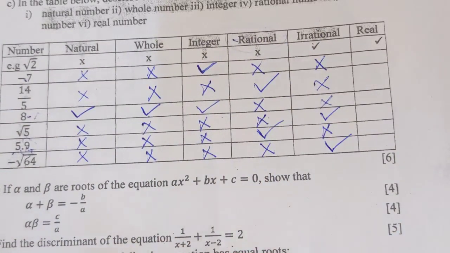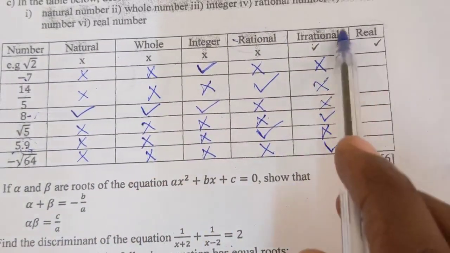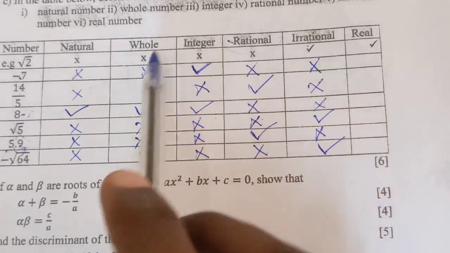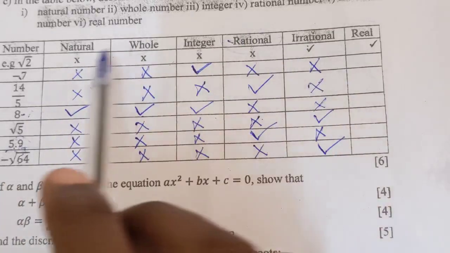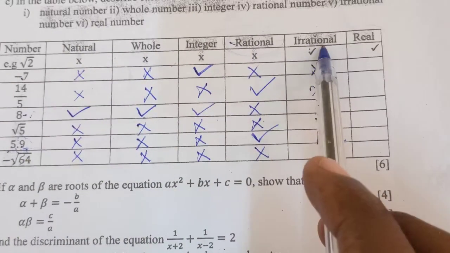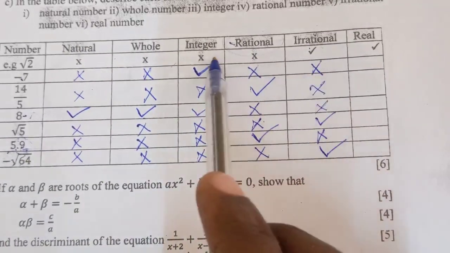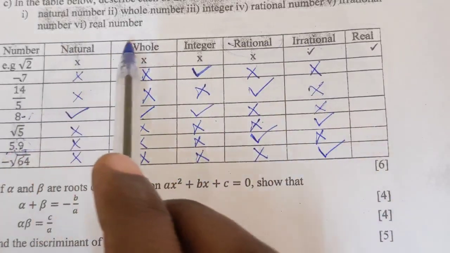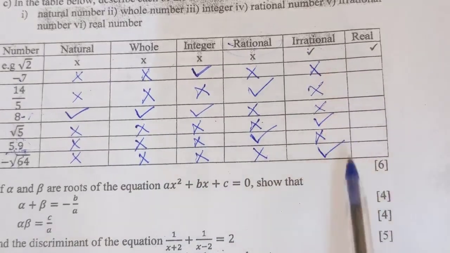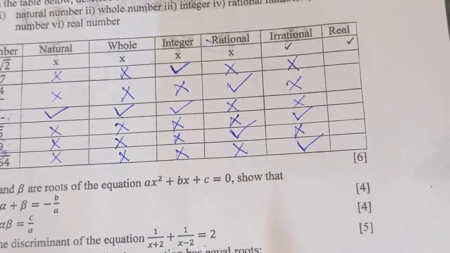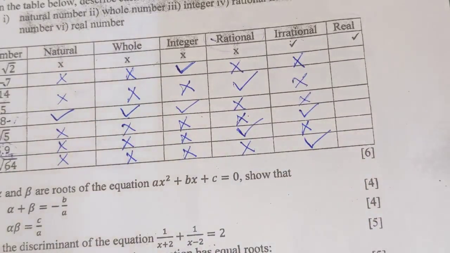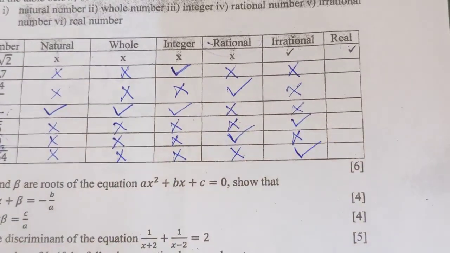It is just the mother of all these numbers which are here. Meaning that all these numbers, natural numbers, whole numbers, integers, rational and irrational, are in real numbers. So it is a set of all the numbers that you can think about, and that is what we call real numbers.